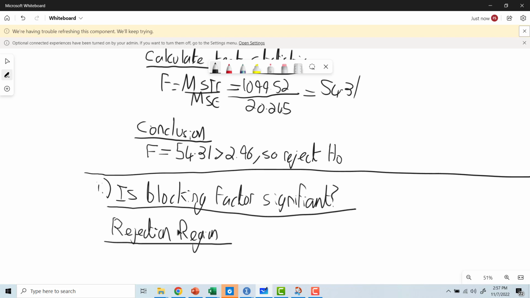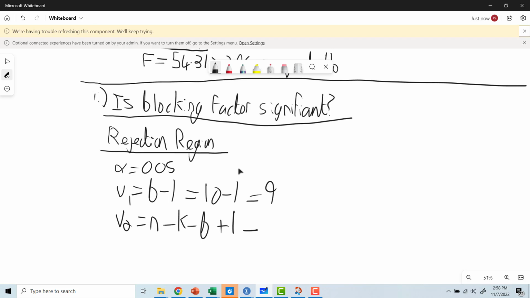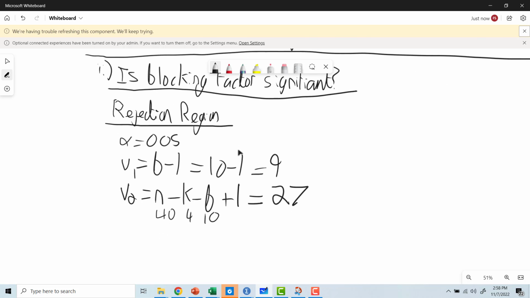So here we've got alpha equals 0.05. We've got V1 equals B minus 1 equals 10 minus 1 equals 9. And it's the same error term. So we have N minus K minus B plus 1, which we know from before was 27. This does not change. So that's going to be basically, sorry, 40 minus 4 minus 10 plus 1.